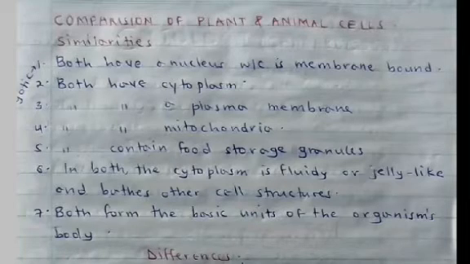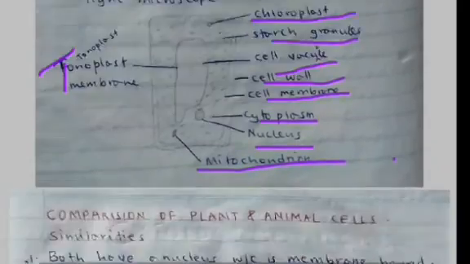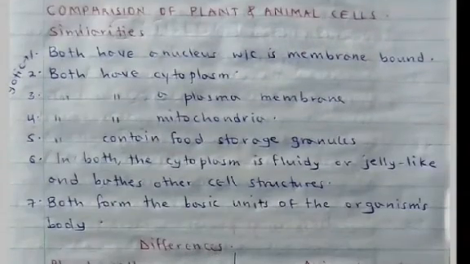Similarities. What do both have? What similarities do both have? From those diagrams above, you can easily get the similarities and the differences. So here we are starting from the similarities, and we are saying that both have a nucleus which is membrane bound, and you can check it up there in the diagram.